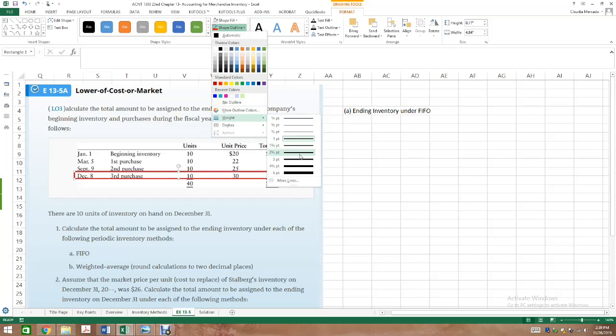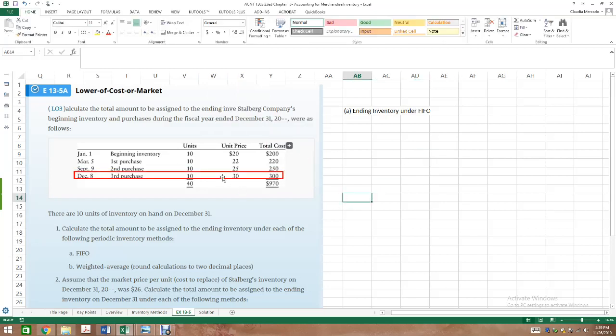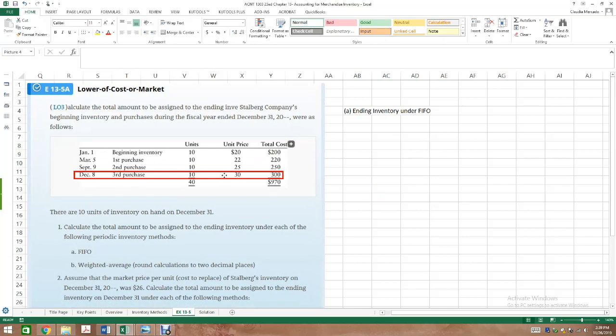So that means I am keeping those 10 units right there. I am keeping 10 units at $30 each, and that's going to be $300. So my ending inventory under FIFO is going to be $300. That means that I sold 30 units and I kept 10. And these are the 10 that I kept. I kept the 10 newest units.